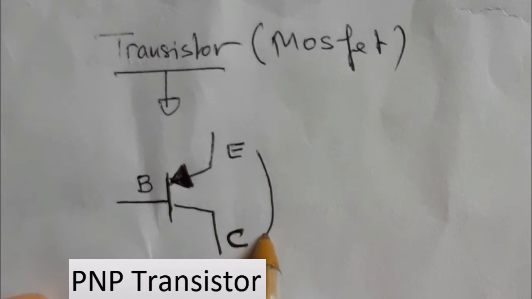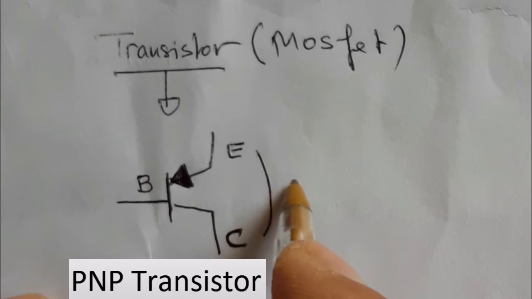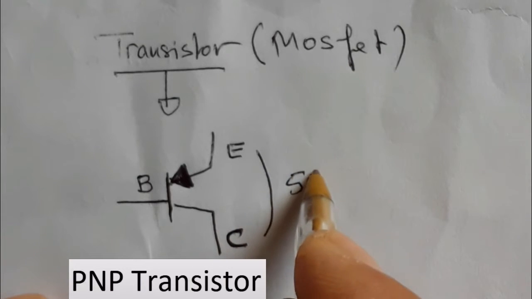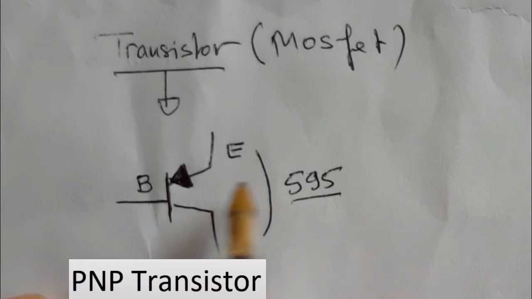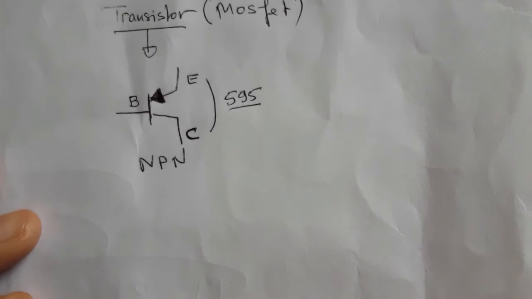So here, if we check this transistor using the multimeter, we will get a reading of about 600 or 595. If we get this reading between emitter and collector, it means the transistor is good.